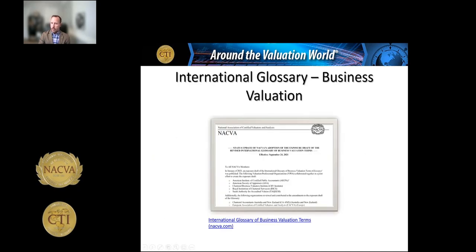And just closing out, NACVA did talk about the updates to the business valuation glossary. You can find where that specific update is by following that chart.